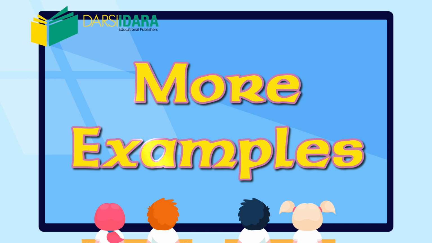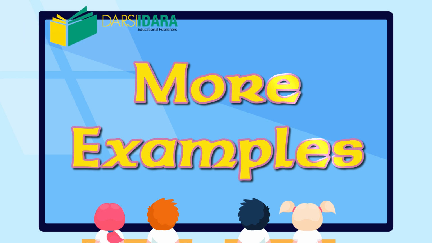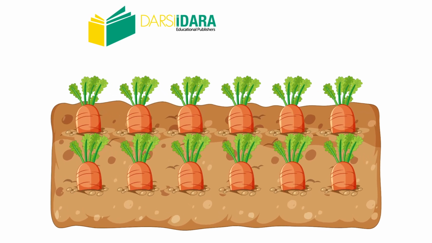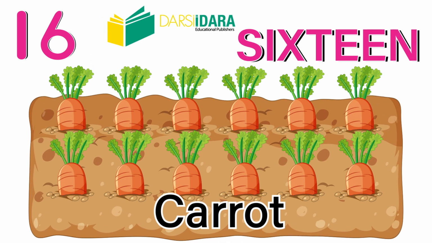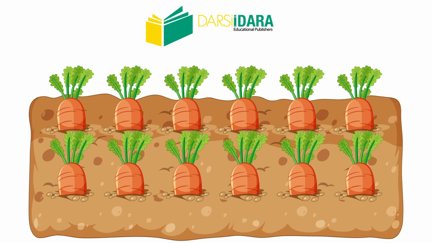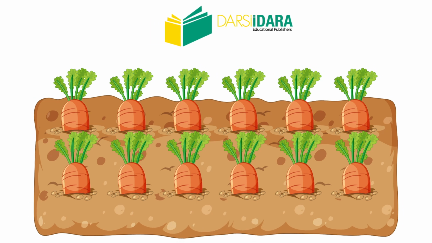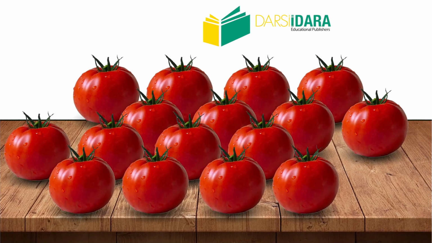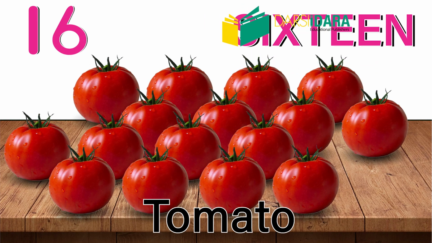Let's see some more examples. 16 carrots on the grass. 16 tomatoes on a table.